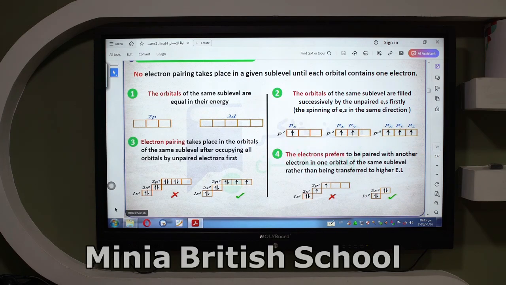On the other hand, 1s, 2s, 2p. We cannot begin to fill 2p until we completely fill 2s. So this is wrong. Why? Because this electron is placed in an orbital that is empty while the orbital before it is not completely filled, and that's wrong. So we have to fill the electrons this way, 1, 2, 3, and then we return to fill these orbitals, and we complete with the second electrons and so on. Okay.